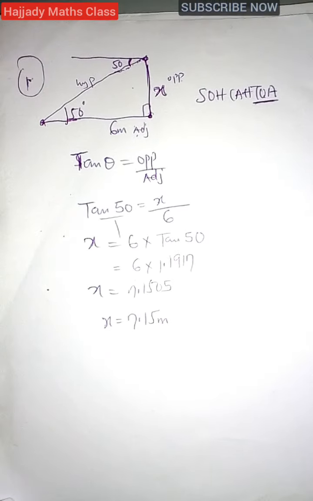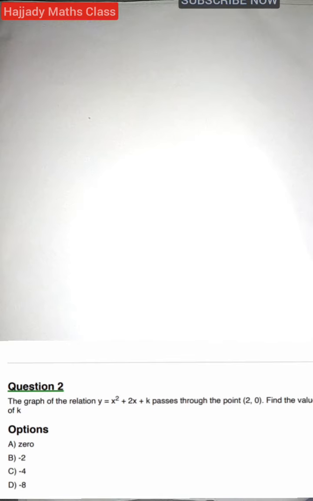Let's proceed to question number 2. So class, looking at question number 2, it says that the graph of the relation y equals x squared plus 2x plus k passes through the point (2, 0). Find the value of k.